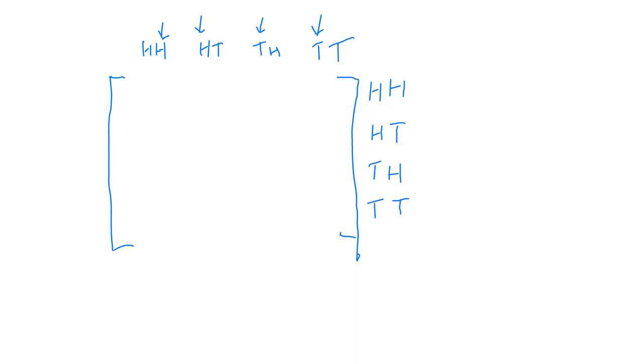Okay, so you can think of the HH as first toss is a head, second toss is a head. And then here, you wouldn't have a first and second toss, you would have a second toss and a third toss. That would be how you would interpret that.